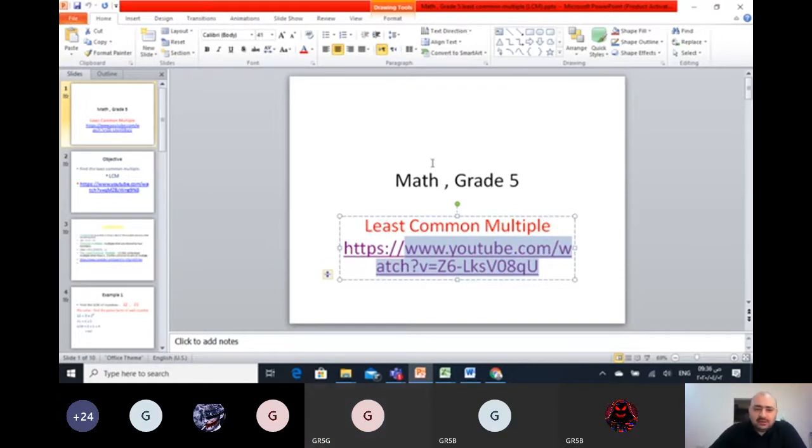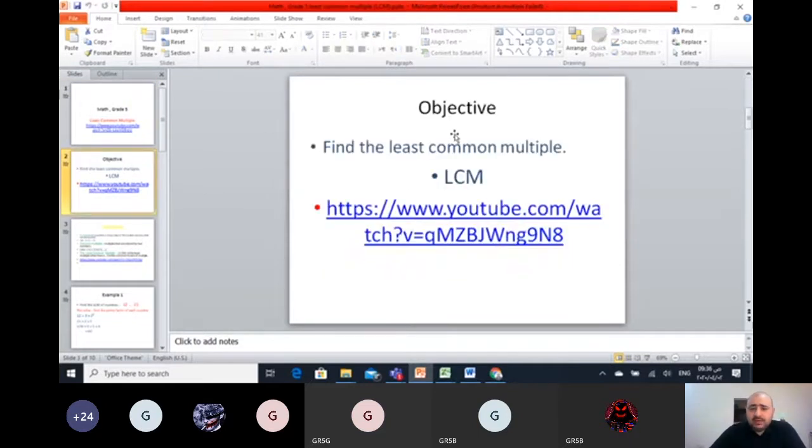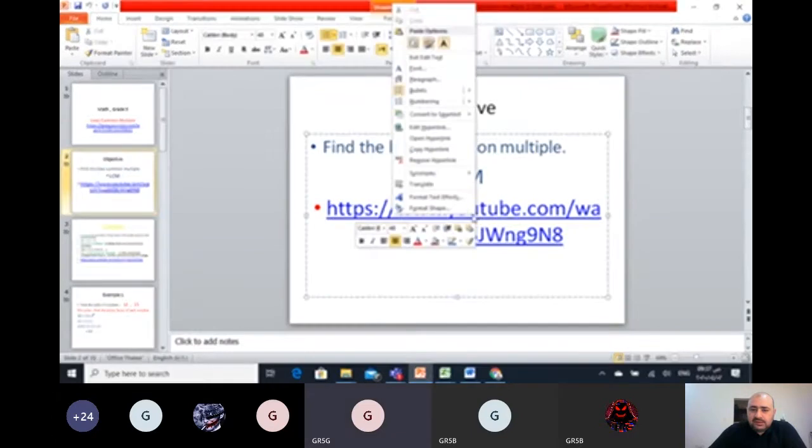Okay, Rawda? Yalla, we have a lesson today. Our lesson today is the least common multiple. So now, what we want to learn today is how to find the least common multiple. The symbol is LCM. What's the meaning of LCM? L means least, C means common, M means multiple. See with me now.